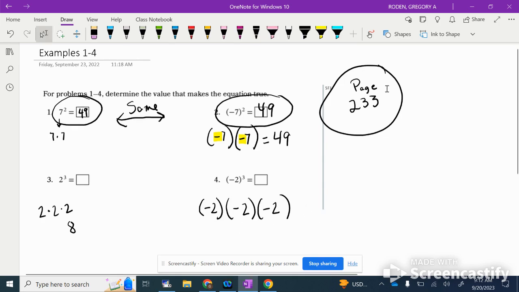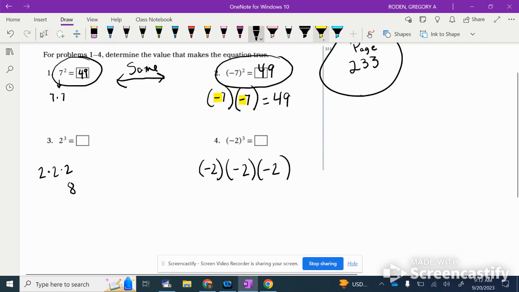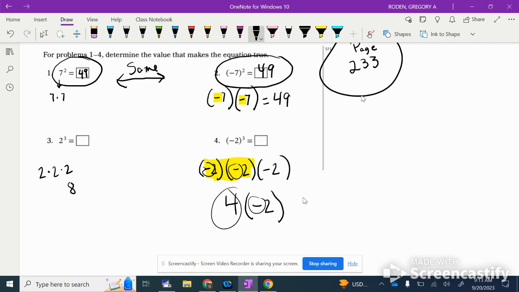Now, I'm going to multiply in pairs here. What's negative 2 times negative 2? Negative 2 times negative 2 is positive 4. A negative times a negative is a positive. So this is positive 4 times negative 2. What's 4 times negative 2? Well, a positive times a negative is a negative. So this answer is going to be negative, and 4 times 2 is 8.